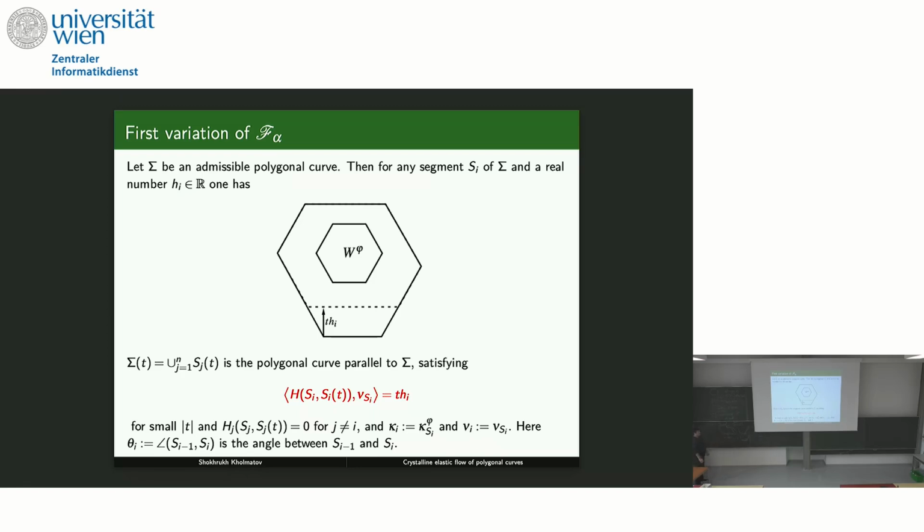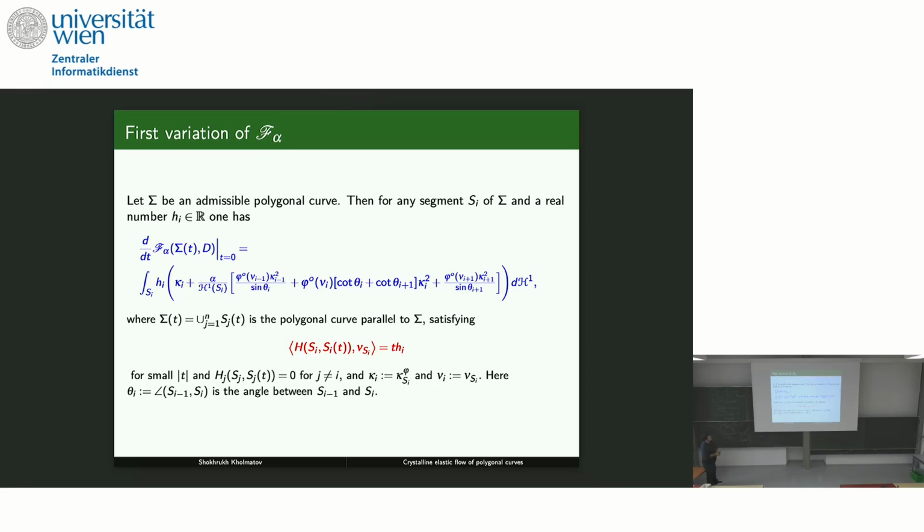For example, this global time existence or convergence to stationary solutions and so on. And my first variation is admissible. I say, okay, my segments translate parallelly as in the case of this crystalline curvature. And then if I estimate the first variation, I end up with something like this very long formula.